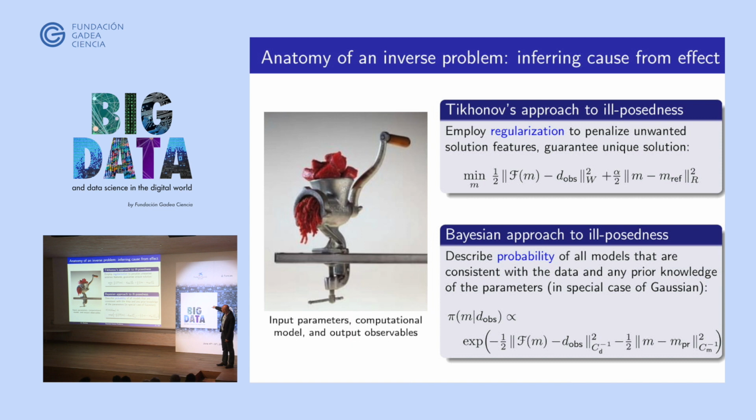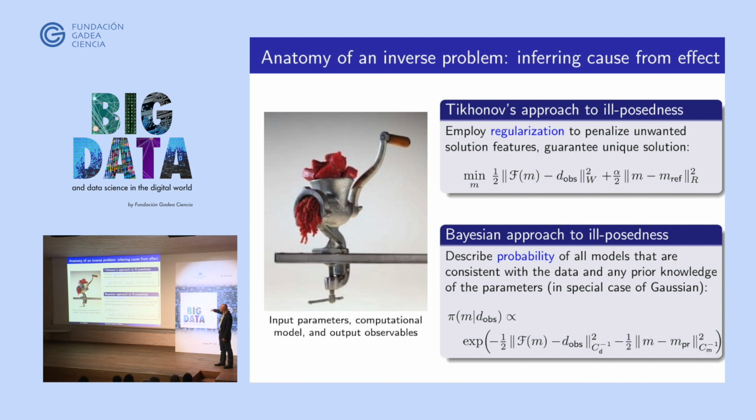Okay, the alternative perspective is the Bayesian approach, in which we say, now hold on, we are interested actually in characterizing probabilistically all of the parameters, all of the models that are consistent with the data up to within the noise. And in the special case of Gaussian prior and likelihood, then one obtains an expression that looks like this, which is a posterior probability describing the probability of any model and its consistency with the data and with the model itself.